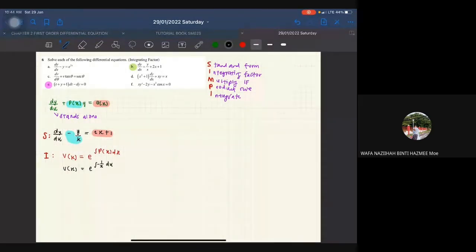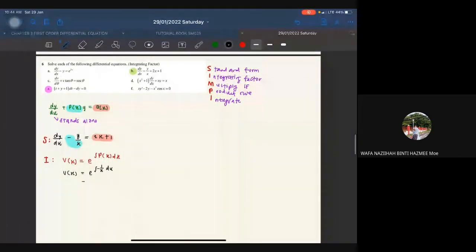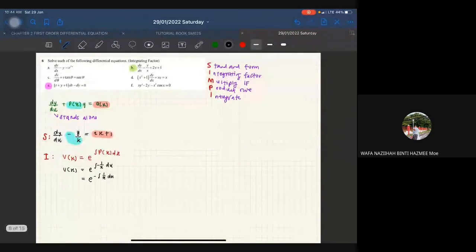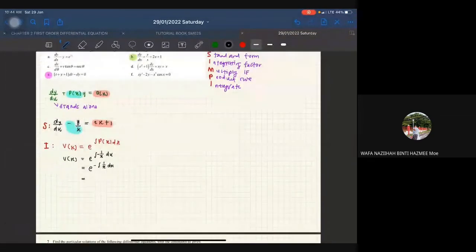Alright, so kita akan dapat kat sini. So e and then negative bawa keluar. So we have 1 over x dx. Okay, so now let's integrate. So we have e negative ln x kat situ.